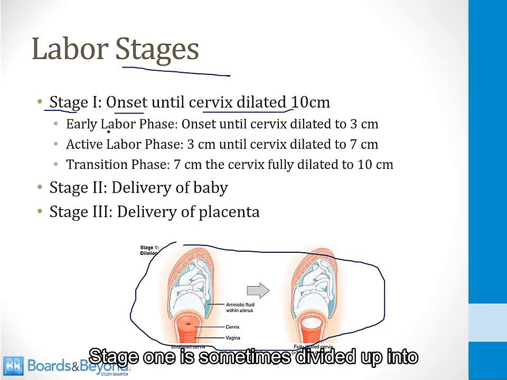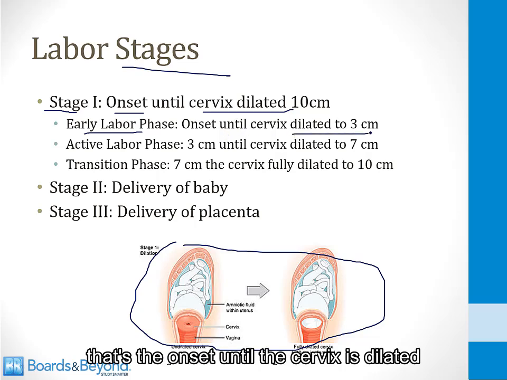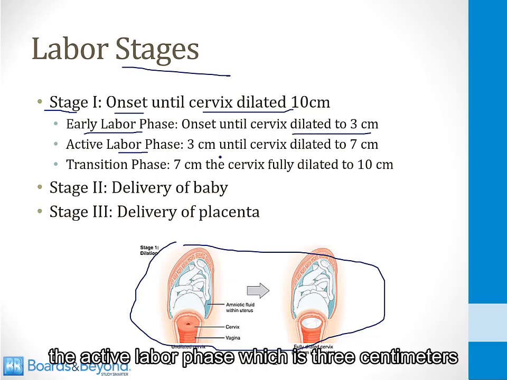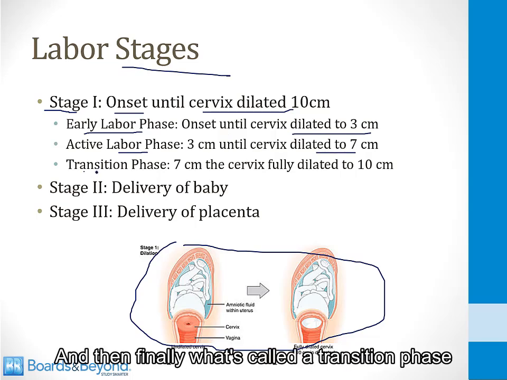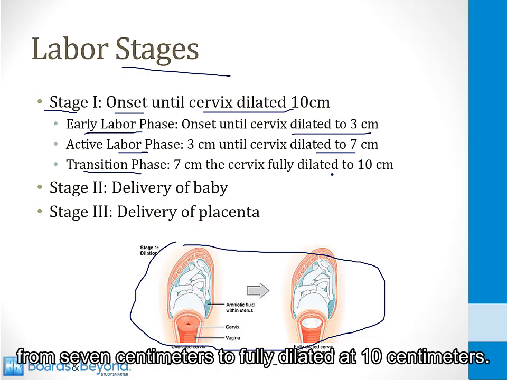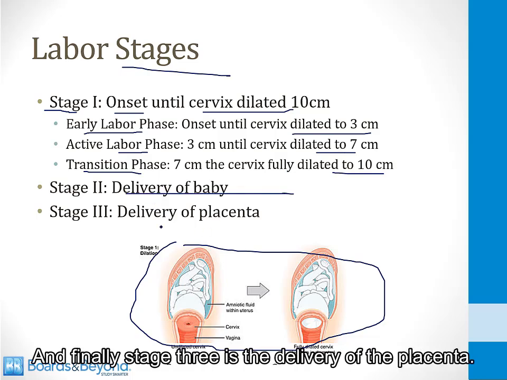Stage 1 is sometimes divided up into the early labor phase, which is the onset until the cervix is dilated to 3 centimeters; the active labor phase, which is 3 centimeters to 7 centimeters; and then finally, what's called the transition phase from 7 centimeters to fully dilated at 10 centimeters. Stage 2 of labor is the delivery of the baby, and finally stage 3 is the delivery of the placenta.